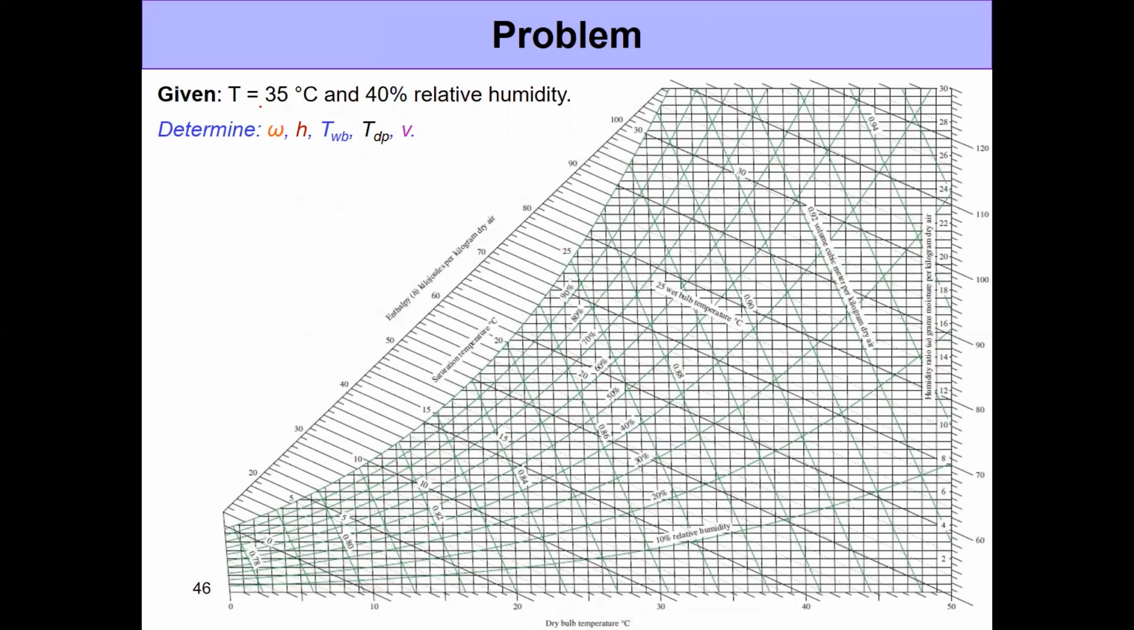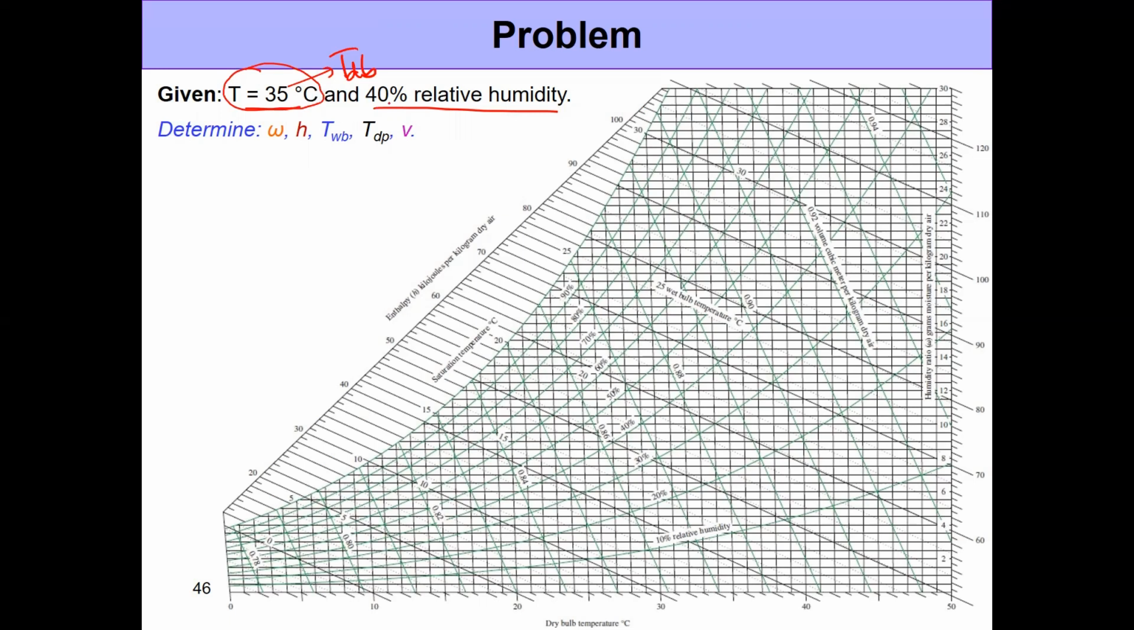Here we have been provided the dry bulb temperature as 35 degrees Celsius and 40% relative humidity. When nothing is mentioned, whether the temperature is dry bulb, wet bulb, or dew point, by definition we assume this to be the dry bulb temperature. All right, because dry bulb temperature is basically the ordinary temperature that you measure using a thermocouple or a thermometer.